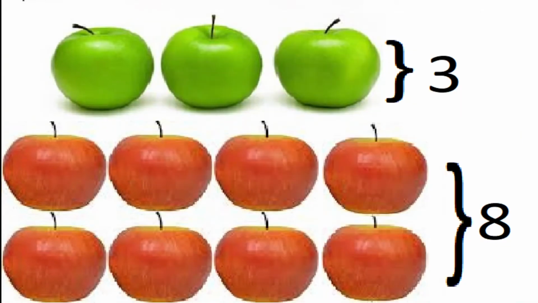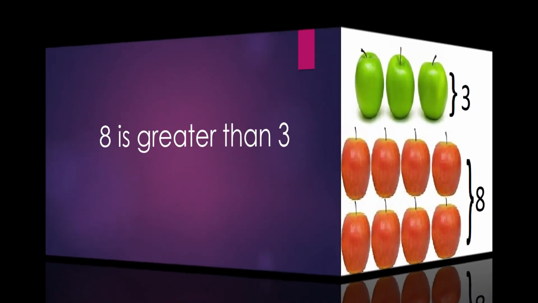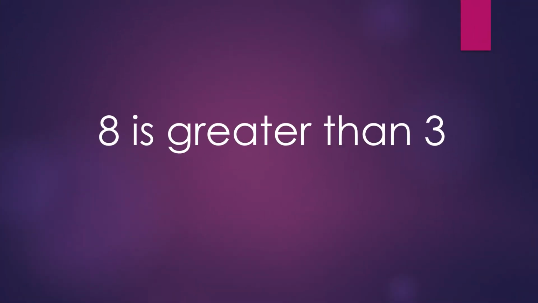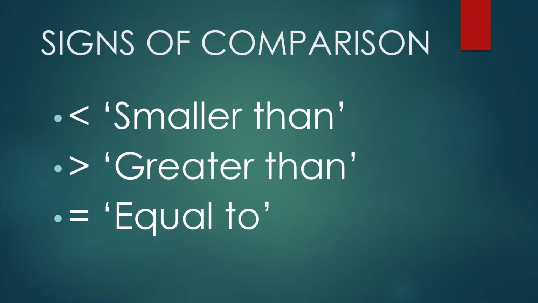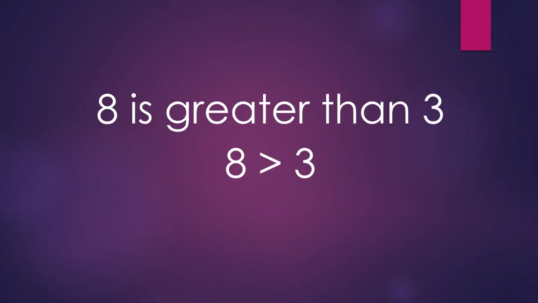And how many green apples are there? There are 3 green apples. So here the number of red apples are more than the number of green apples. So the number 8 is greater than the number 3. Children, to compare the numbers, we use the signs smaller than, greater than, or equal to. In this example, 8 is greater than 3. So here we have to use greater than sign.